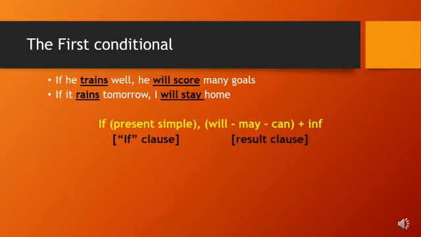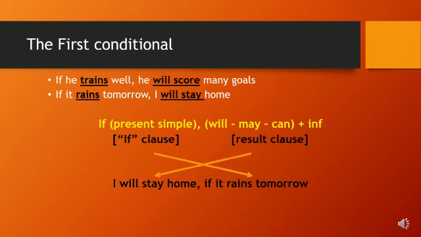Well, now let's go to the rule. Look at the two examples and get the rule. The if clause is present simple and the result clause is will or may or can plus the infinitive of the verb. Note that we can start with the result clause, then the if clause. So we can say, I will stay home if it rains tomorrow, or he will score many goals if he trains well.